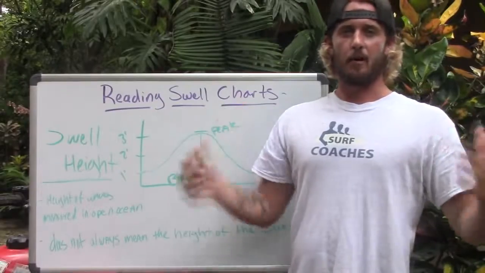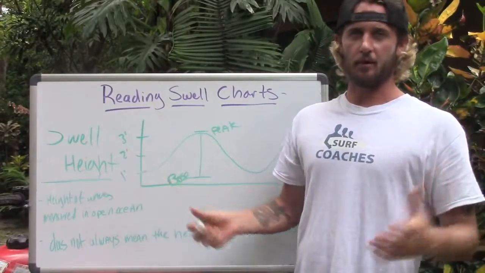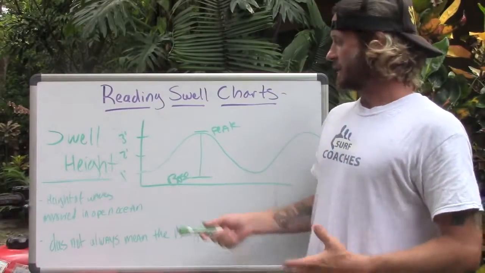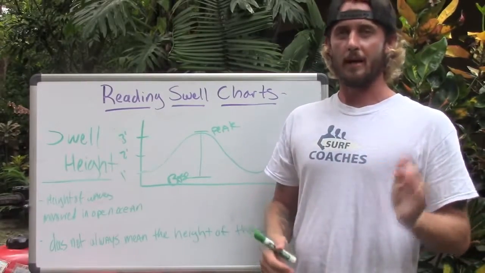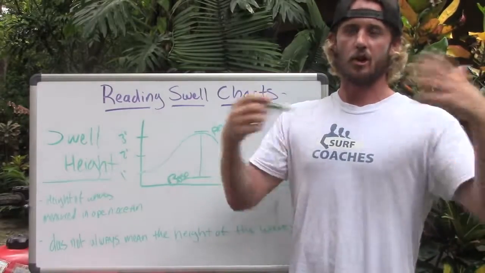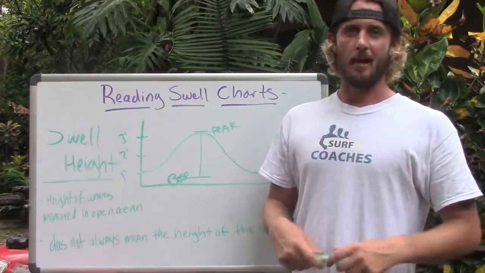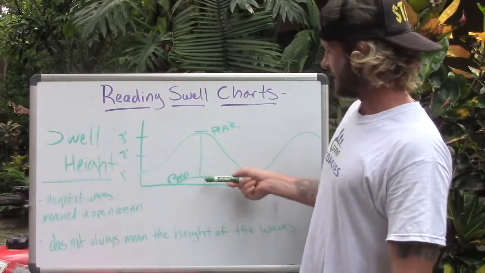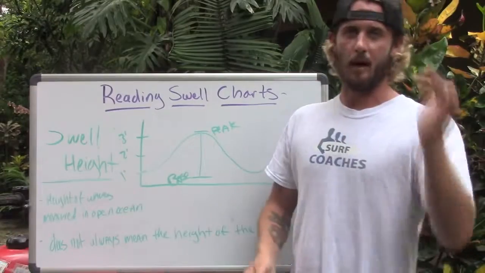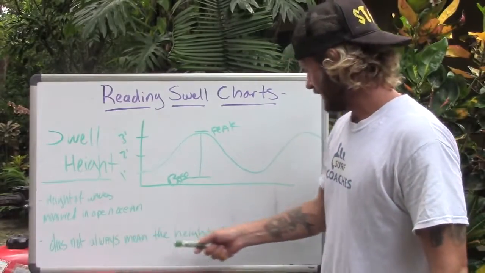So the first part of this equation I want to talk about is the swell height. This is what you'll see most commonly, and this is what a lot of people look at. The swell height refers to the height of the waves coming in, or the swell coming in out in the open ocean, as measured by buoys or ship readings. The height is usually measured in feet, although sometimes it can be measured in meters. And the height is from the base of the wave to the peak of the wave as it passes by the buoy. Now, one thing I want to note is that this does not always mean the height of the wave.